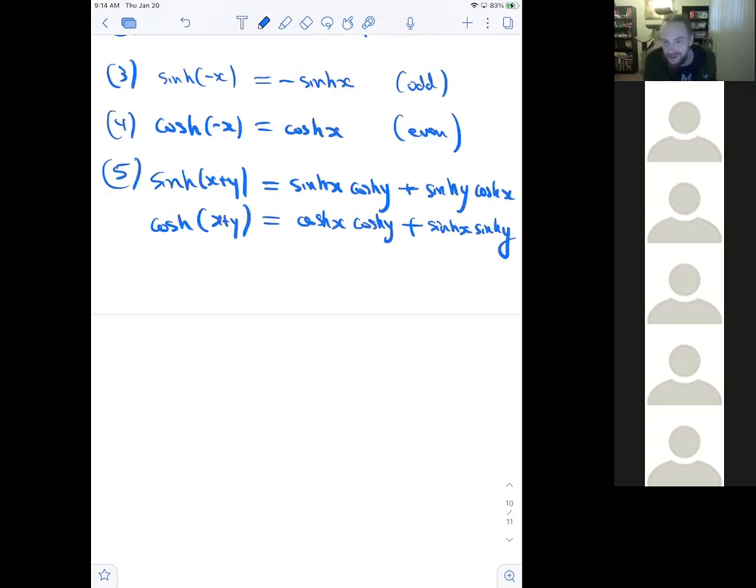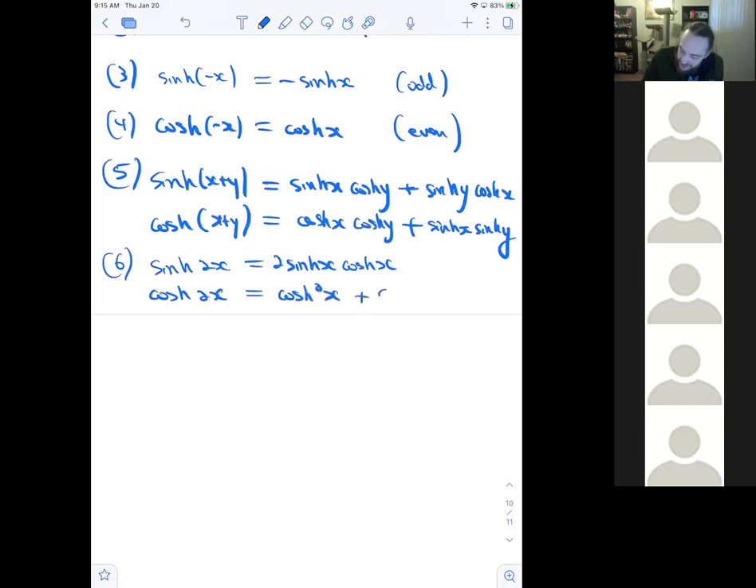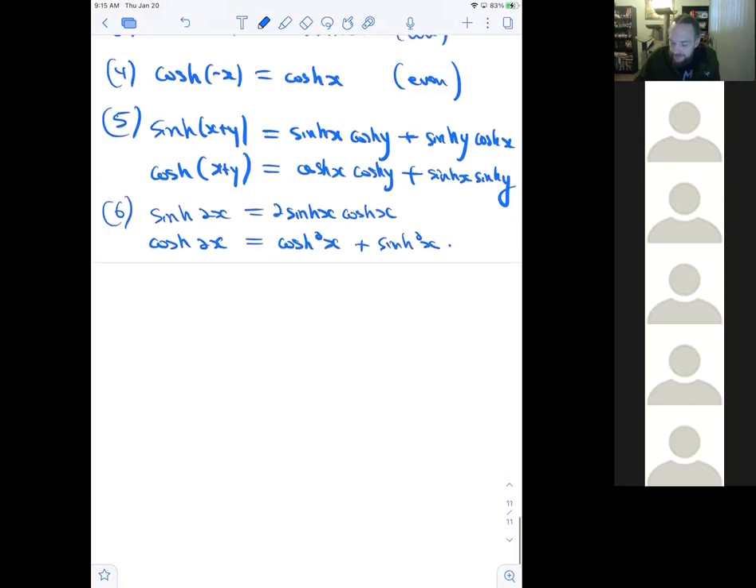In my lecture notes, I do the other identities, but the other ones will be the double angle identities. Sine hyperbolic 2x equals 2 sine hyperbolic x cos hyperbolic x. And cos hyperbolic 2x is going to equal cosh squared plus sinh squared. So those are the major identities, similar to the trigonometric identities.